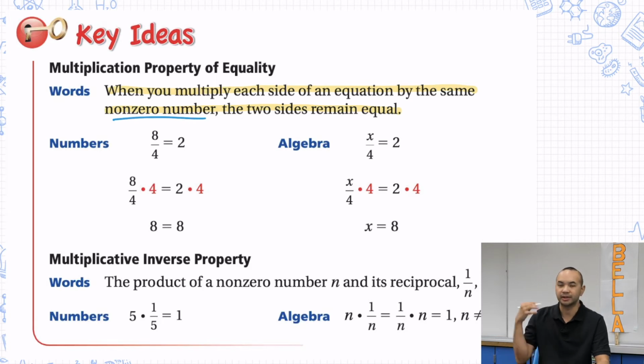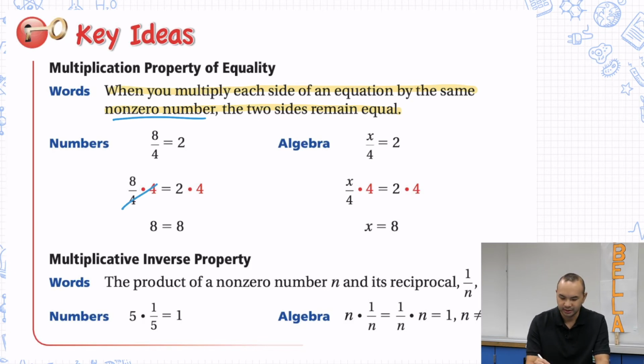Non-zero number, because if you multiply anything by zero, it turns into zero anyway. So it's not really a way to solve an equation, because otherwise you'll just end up with 0 equals 0. So for example, on the left side, it says 8 divided by 4 equals 2. If you multiply by 4 on each side, those cancel, and you get 8 equals 8.